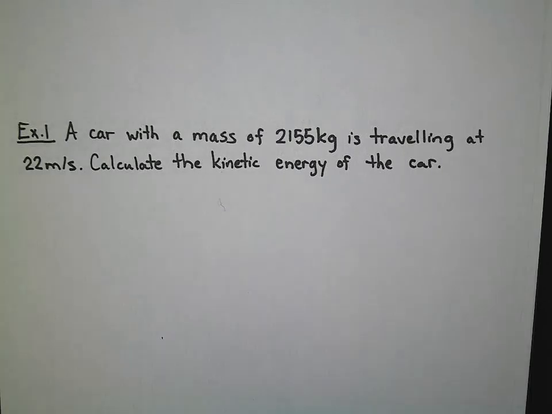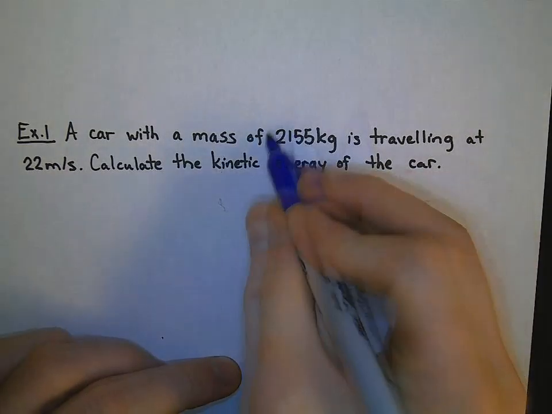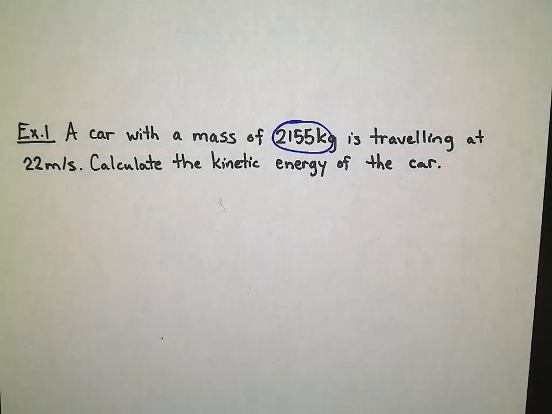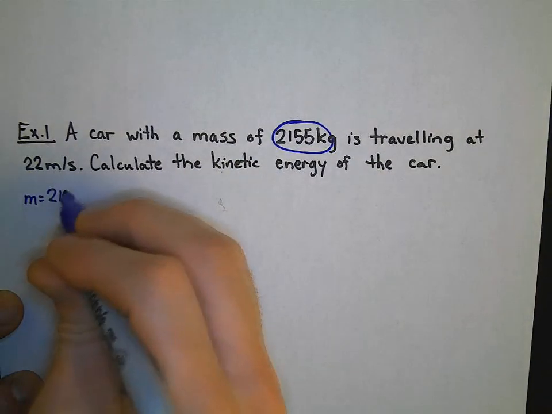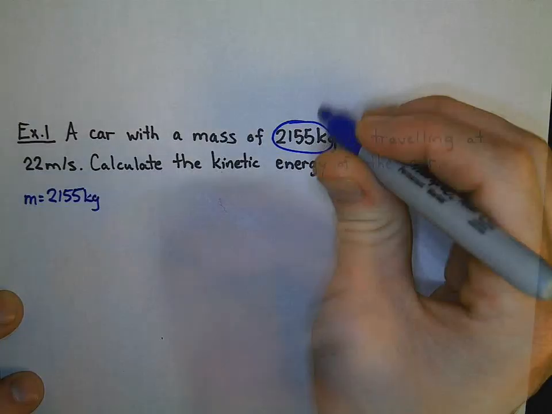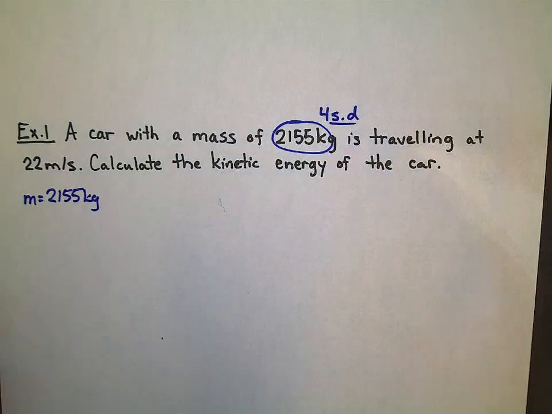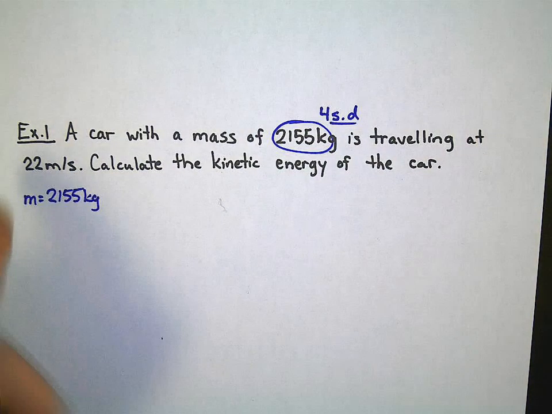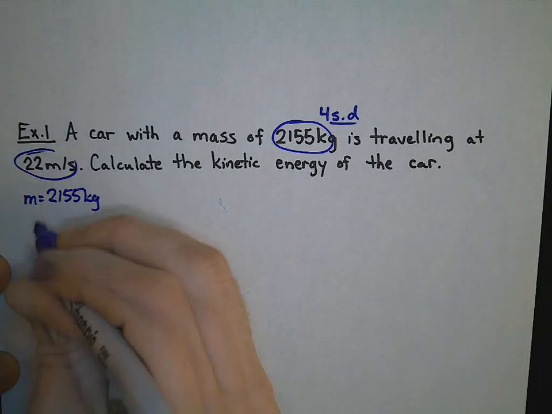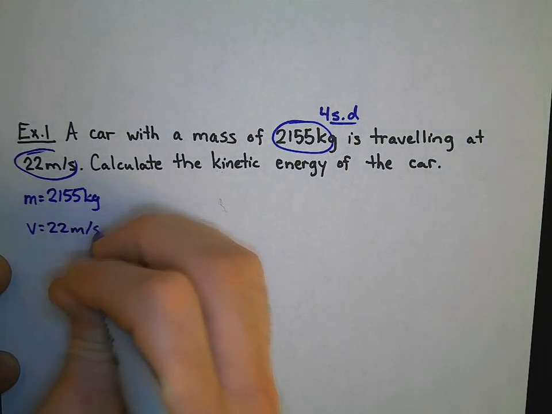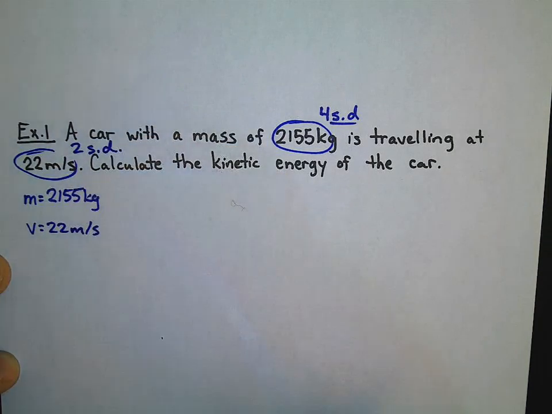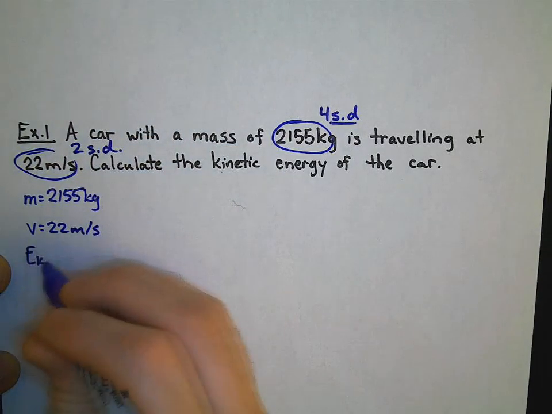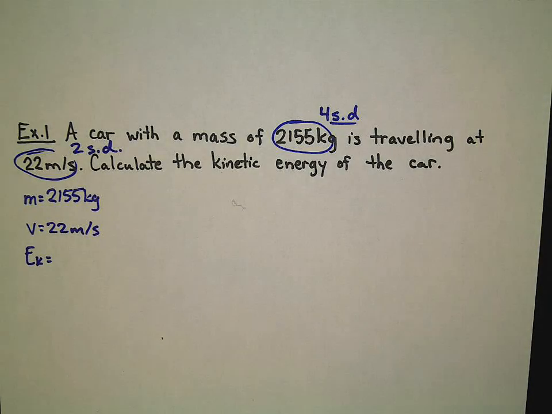We have a car that has a mass of 2,155 kilograms, and again, I'm going to be a little bit more strict on our significant digits. We see here that the mass, which is 2,155 kilograms, has 4 significant digits. My speed of 22 meters per second has 2 significant digits. So when I calculate the kinetic energy of the car, as this question is asking us to find, I will make sure that my answer in the end has 2 significant digits.